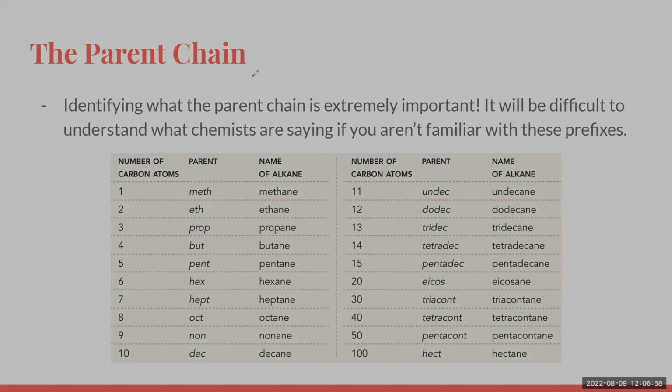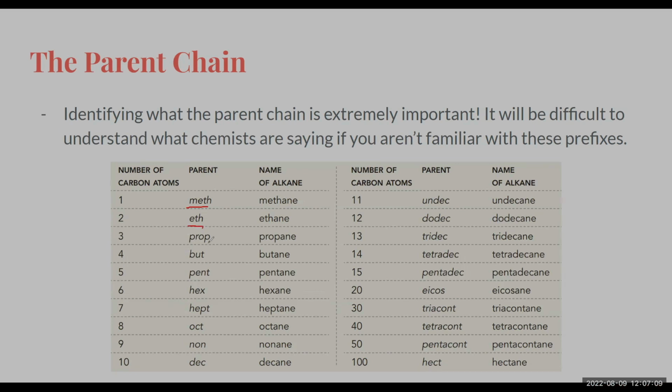So the next part is the parent chain. Being able to identify what the parent chain is is very, very important. If you can't quite grasp these prefixes, like meth, eth, prop, but, pent, hex, hept, oct, non, and dec, it's going to be very, very difficult to communicate with other chemists around you, because a lot of times they'll be using this type of terminology, and then it's very hard to understand exactly what molecule they're talking about.